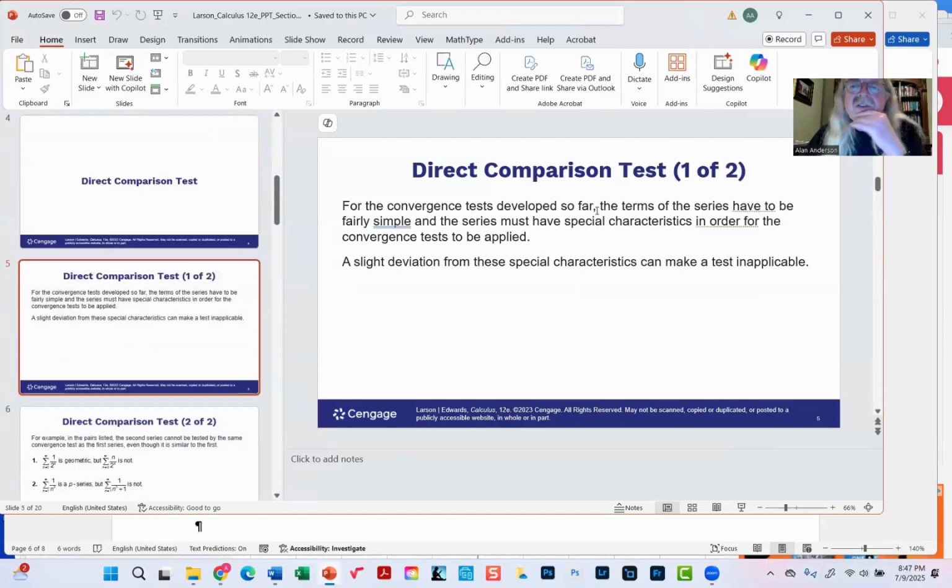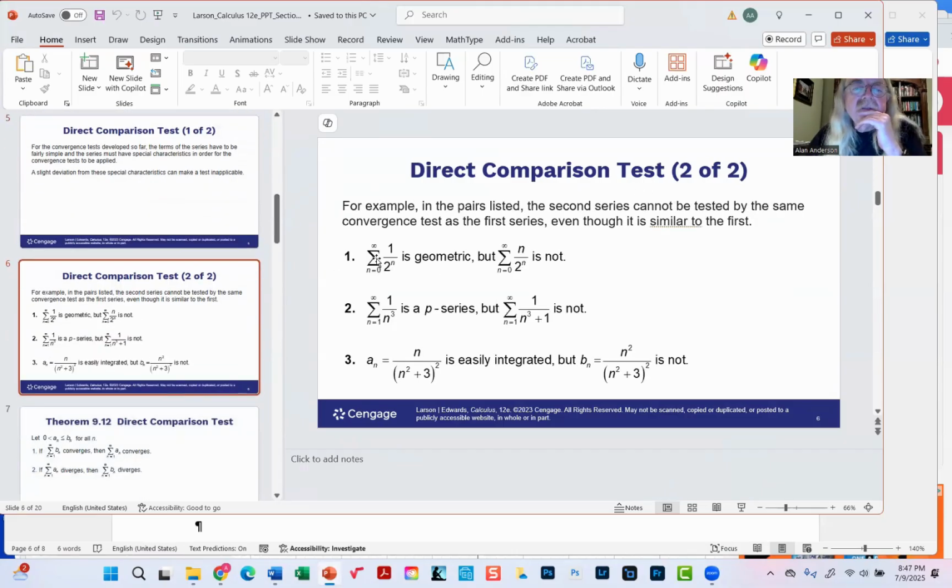Now, for the convergence tests developed so far, the terms have to be simple and the series must have special characteristics. A slight deviation might make these tests inapplicable. For example, we saw this one. This is a geometric series, but this one is not because of that n in the numerator. This is a p series, 1 over n cubed, where p equals 3, but the one on the right is not because of that extra 1 in the denominator. And then they're making the point here that this sequence on the left can be integrated. If we use U substitution, the one on the right would be a much bigger challenge.